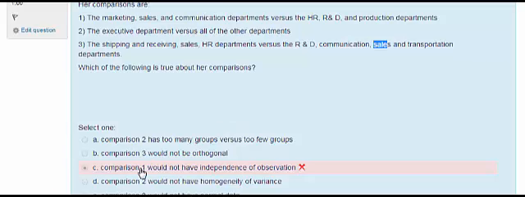So you answered comparison 1 would not have independence of observation. That's wrong. Independence of observation is when somebody in one group or one level is interfering with somebody in another level. That's not what's going on here. So again, comparison 3 is not orthogonal because it has the sales department on one side of the comparison and on the other side of the comparison.